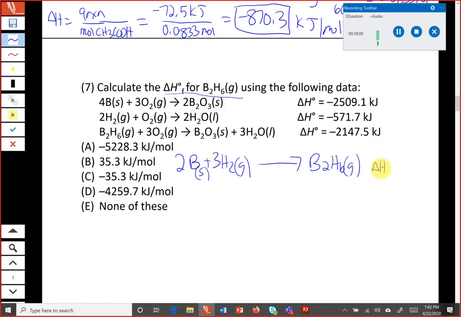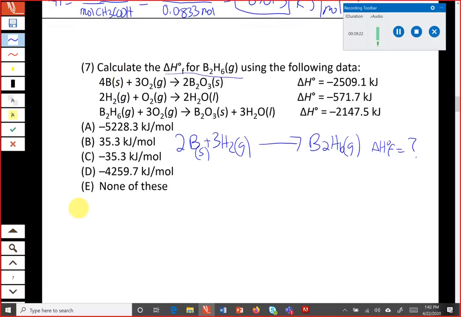The delta H for this is going to be the delta H of formation of B2H6, because this is the formation equation. And that's what we're trying to figure out here. So what we have to basically do then is figure out how to combine these 3 given equations, or maybe not all 3 of them, but at least 2 of them, to get this equation here.